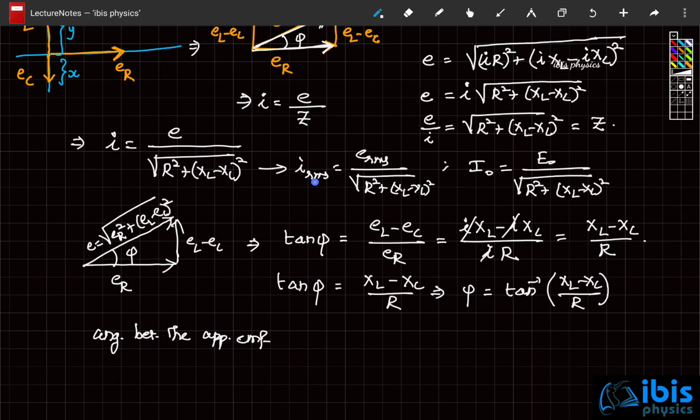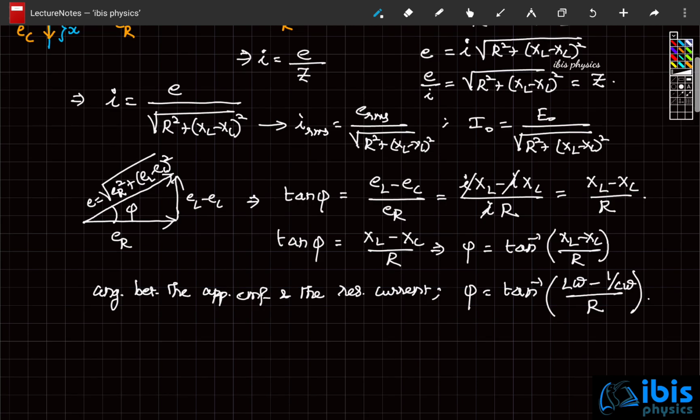Between the applied EMF and the resultant current in the LCR circuit, phi is equal to tan inverse of (XL minus XC) by R, but XL is L omega, XC is 1 by C omega, divided by R. Like that you can write phi, you can write IRMS, ERMS and all those things.